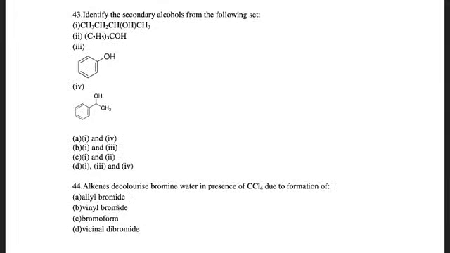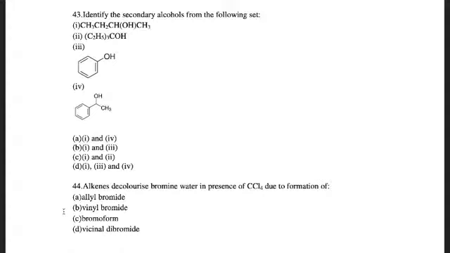Question number 44. Alkenes decolorize bromine water in the presence of CCl4 due to the formation of: A. Allyl bromide, B. Vinyl bromide, C. Bromoform, D. Vicinal dibromide. Correct. The answer is option D, vicinal dibromide.